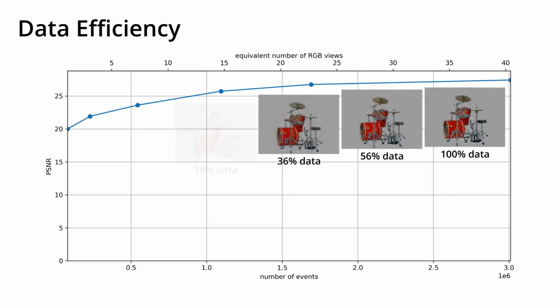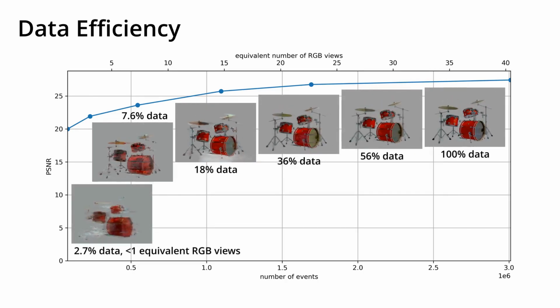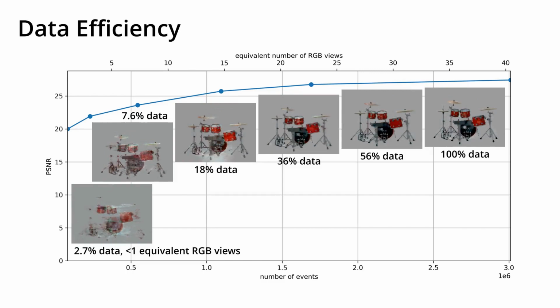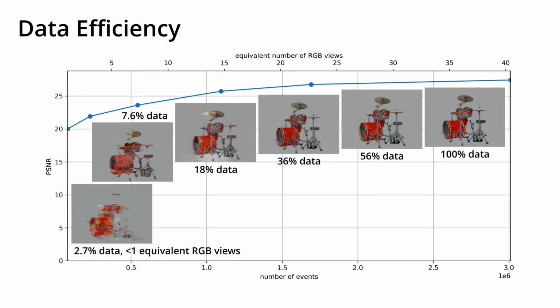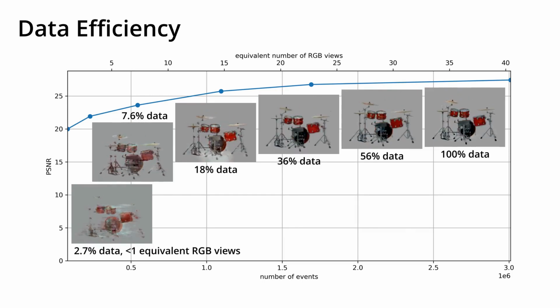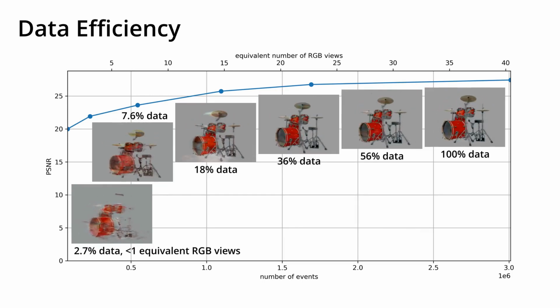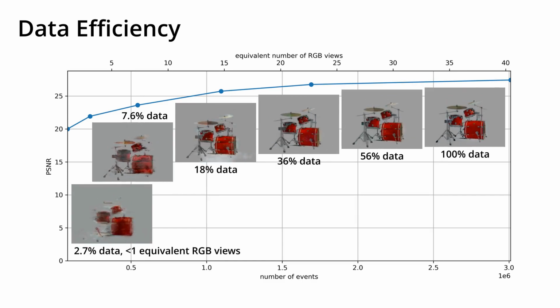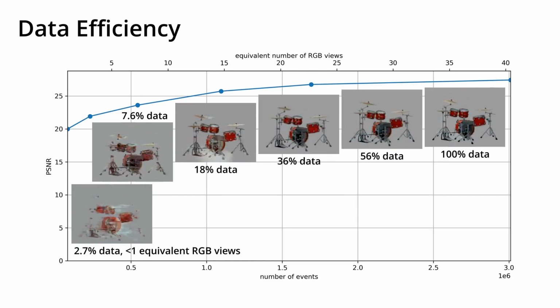As we can see, our model successfully reconstructs the scene even from 3% of the data, which is equivalent to less than 1 regular RGB view. This is possible because even this small amount of data contains all the information from all of the camera movement. Hence, we can still use multi-view consistency to reconstruct the scene.